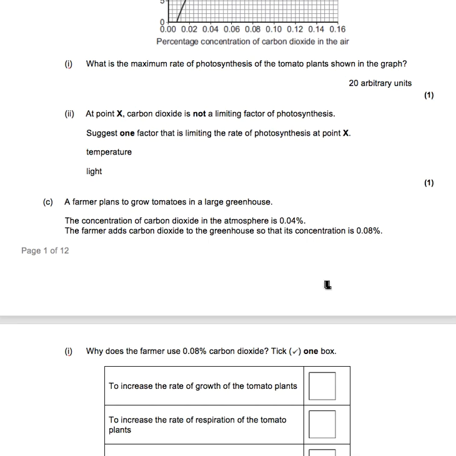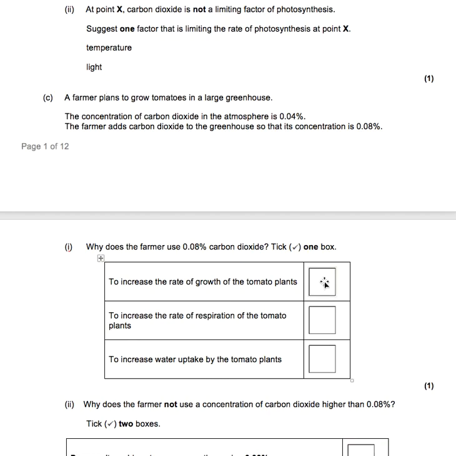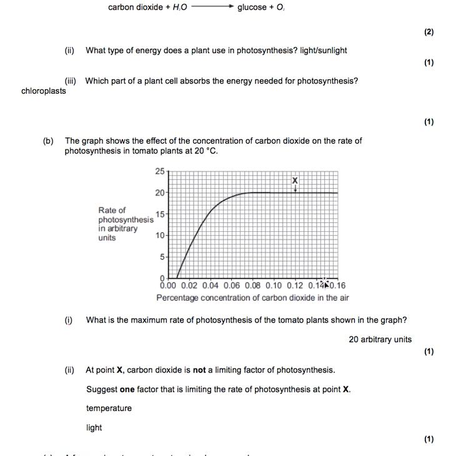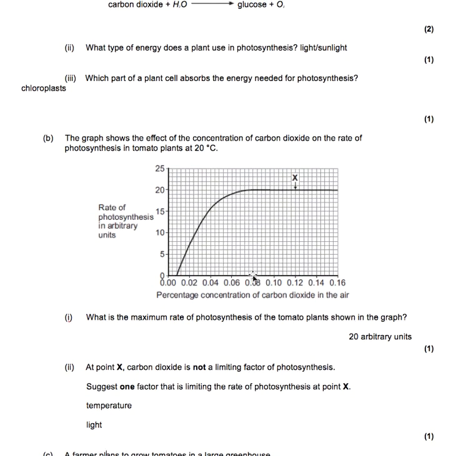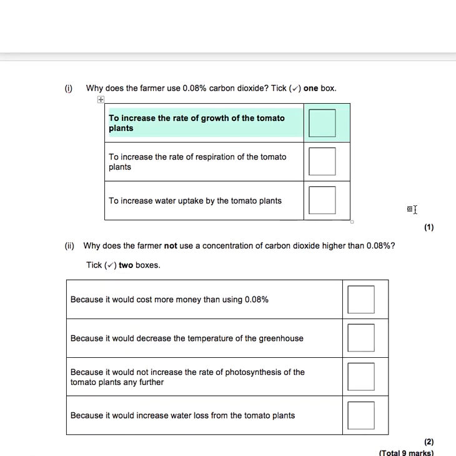A farmer plans to grow tomatoes in a large greenhouse. The concentration of carbon dioxide in the atmosphere is 0.04%. The farmer adds carbon dioxide to the greenhouse so that its concentration is 0.08%. Why would they do that? Well, if you look at the graph, you can see that 0.04 gives you a lower rate of photosynthesis than 0.08. So by adding the extra carbon dioxide, you increase the rate of growth of the tomato plants. So that would be the reason that the farmer would do it.